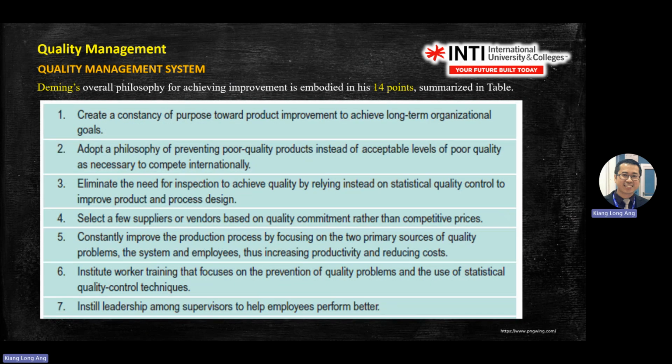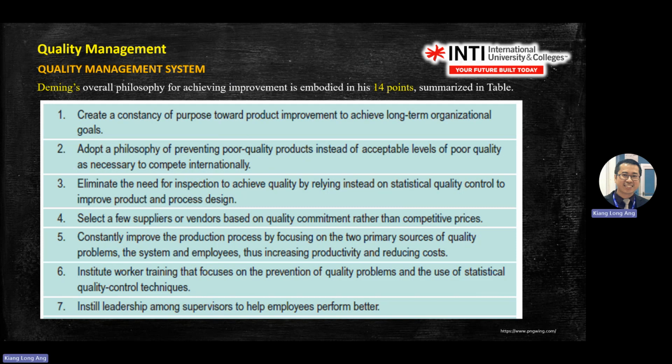So let's mean he say that in your quality policy there must be a purpose. Then you adopt preventing poor quality products.